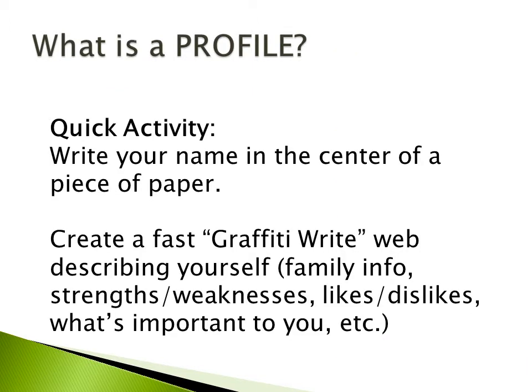I want you to do a quick thing for us. The first thing is to get a scrap piece of paper and just write your name at the center of the paper, and then circle your name. After you have your paper and write your name, we want you to create a fast graffiti write, sort of a web, just describing yourself. Just write things about your family information, your strengths, your weaknesses, things that you like or dislike, and other things that you might find important to you as a person. So pause the recording for a few minutes to write these things down.